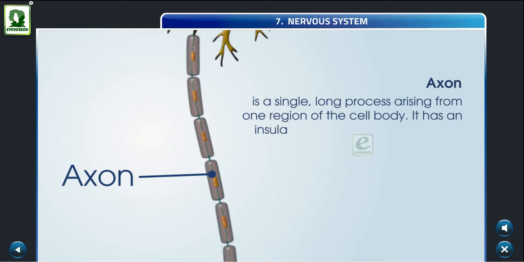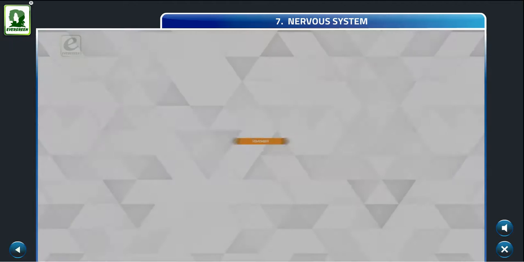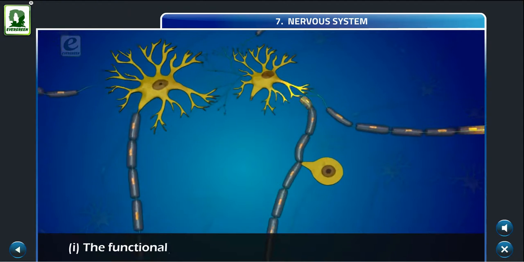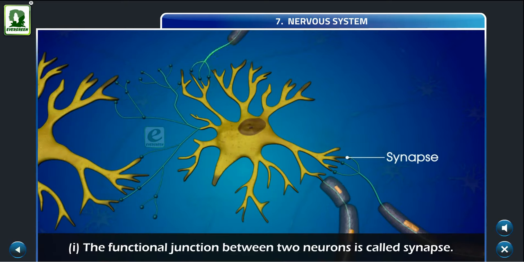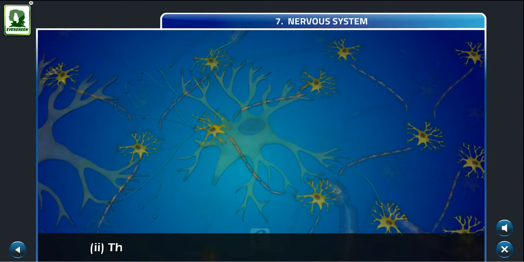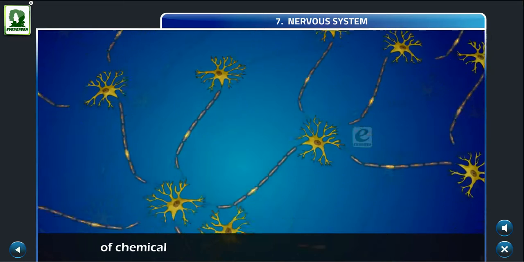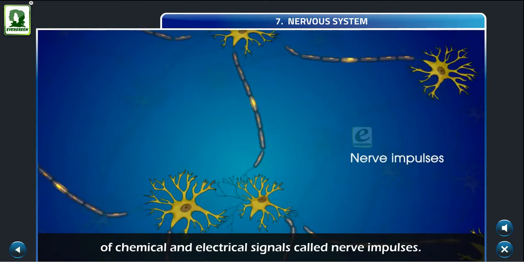It has an insulating and protective sheath of myelin made up of fat and protein. Remember, the functional junction between two neurons is called synapse. The information passing through neurons is in the form of chemical and electrical signals called nerve impulses.